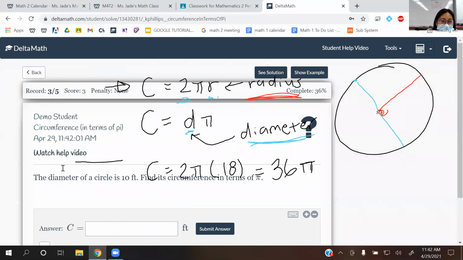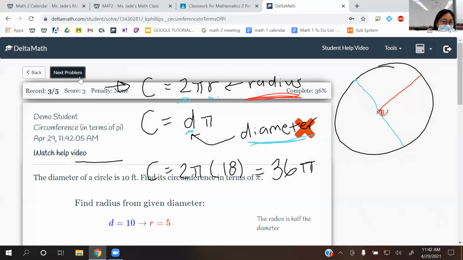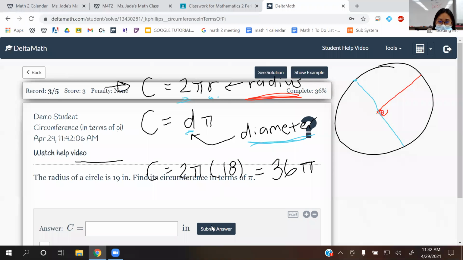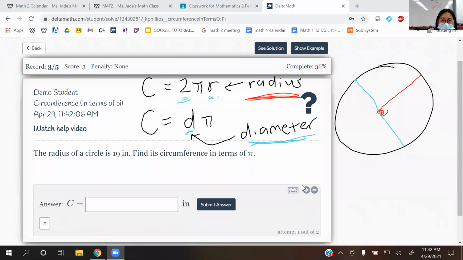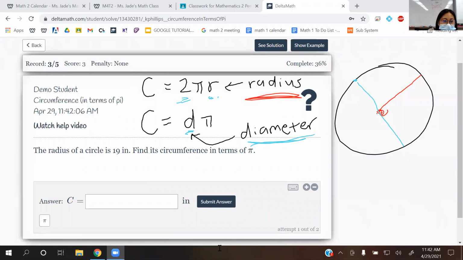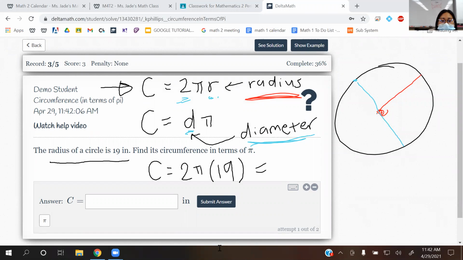I'll just look for it. Yep, that's not a radius example, so I'm going to skip that. Okay, cool. Here's a radius. So once again, we have our two formulas, and then this time they say the radius of a circle is 19 inches. So we're going to be using the radius equation, so the 2 pi r. So we're going to find its circumference. So circumference is equal to 2 pi times the radius, and our radius is 19. And then all we have to do is multiply that 2 and the 19 to give us 38. And so then you have 38 pi.